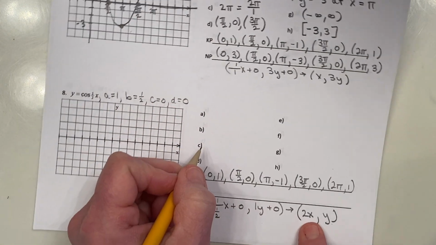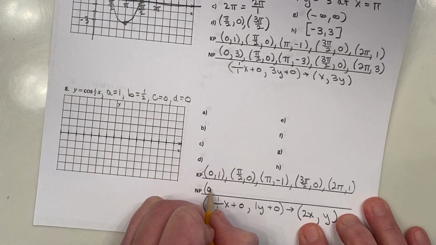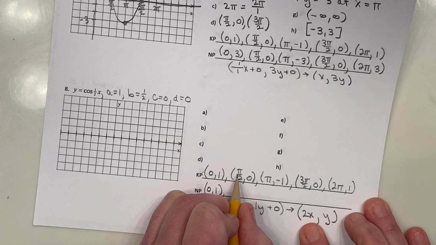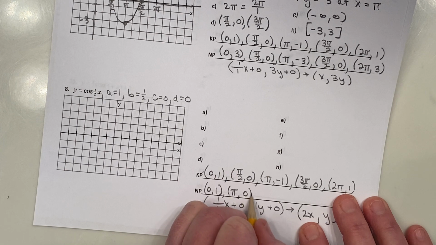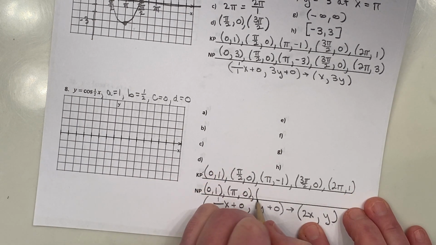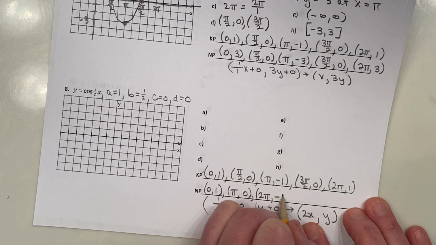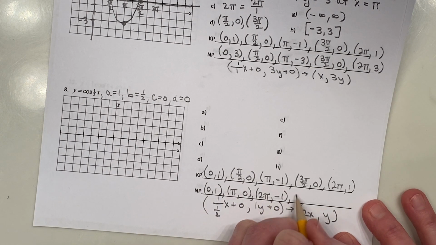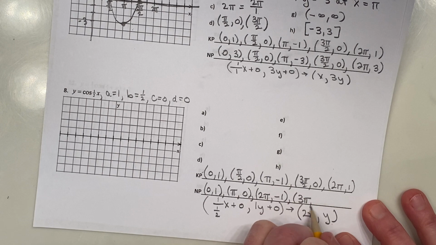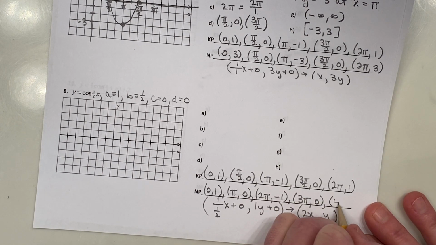So where am I at here? Double the X's, well, it's still 0. Keep the Y. If I double pi over 2, I'm going to get pi, 0. Double pi is 2 pi. Keep the Y. I see the trend of the X's are that they are increasing by pi, so I feel safe in saying this is 3 pi, and this last one is 4 pi.